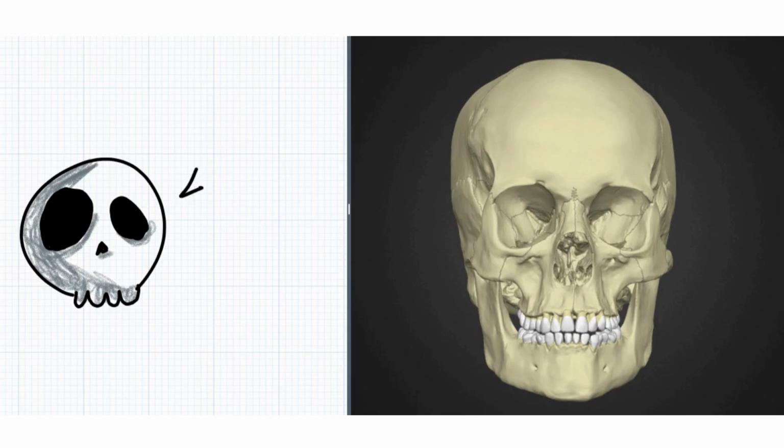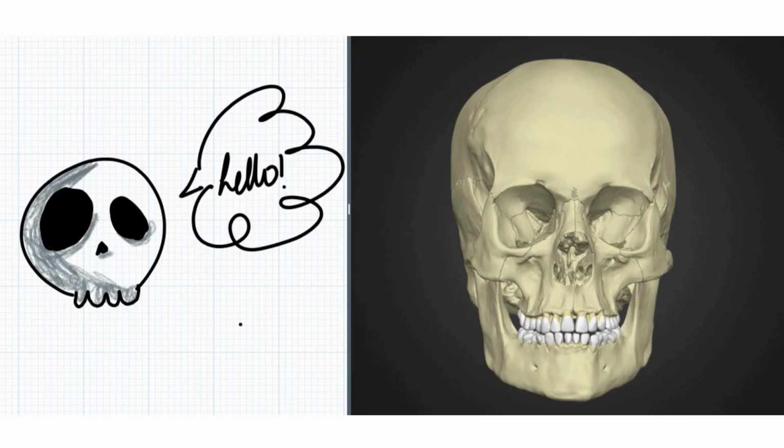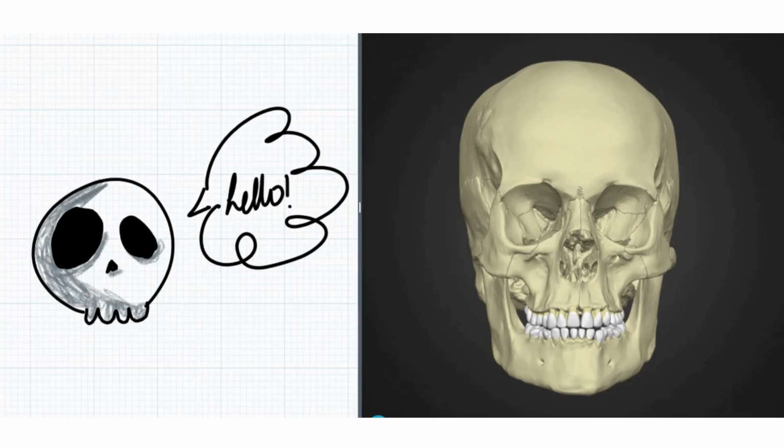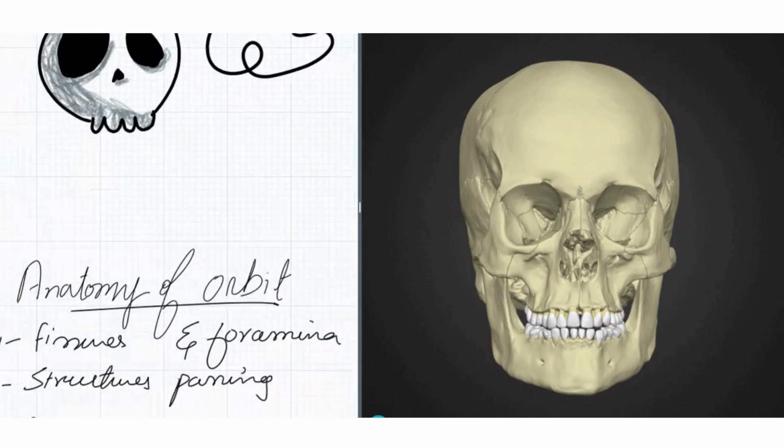My name is Dr. Eamon and I'm an optometrist, and today I'm taking help of sketchfab.com in order to make this lecture more understandable and interesting. This video is related to the anatomy of the orbit.